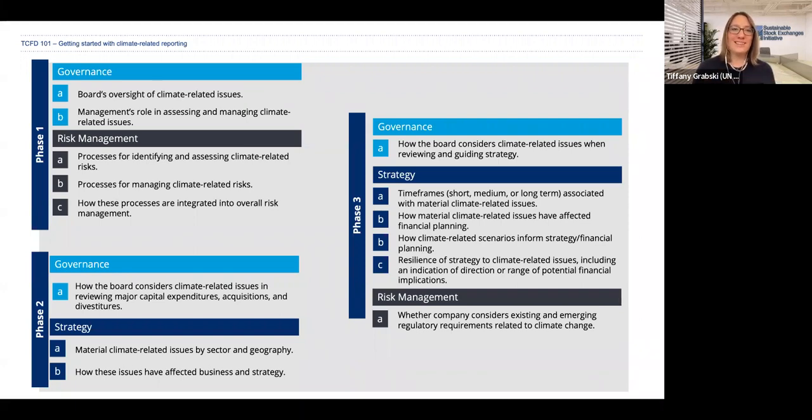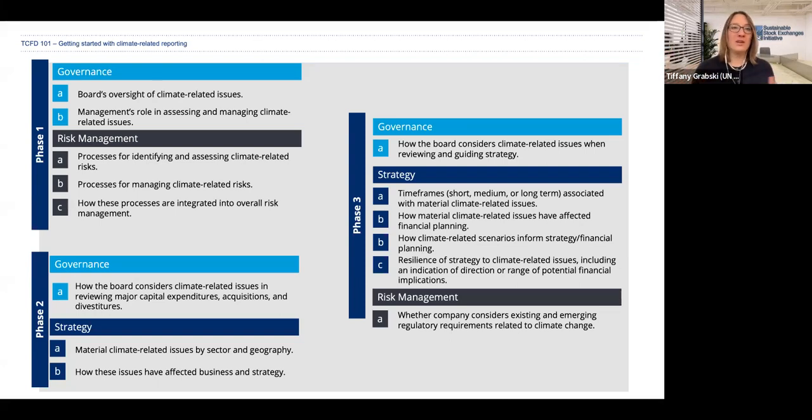We provide these three phases from the TCFD because it's a really great way to understand how each kind of disclosure can build off of another one, and that we want to have really strong foundations. We want to have a policy in place. We want to make sure that this is on the board's agenda, that we're starting to upskill the board, and that the management's roles are in place from the beginning, and then move forward and build on top of that, rather than going in the reverse order of setting targets before we have the policies in place.